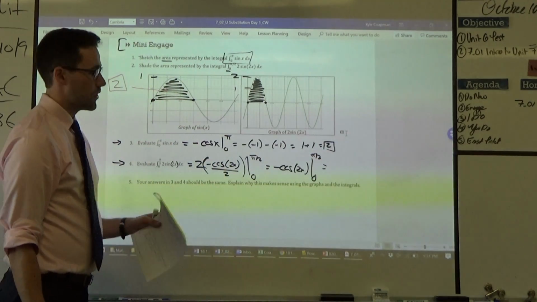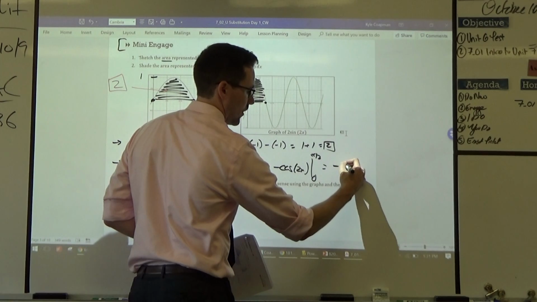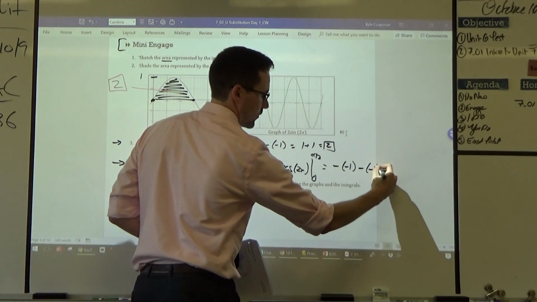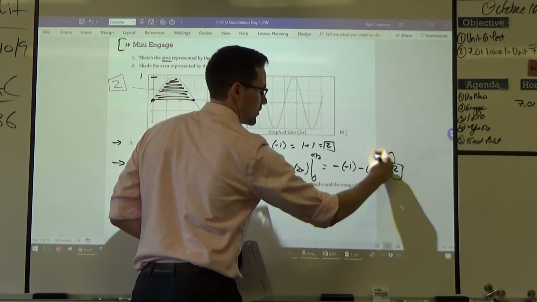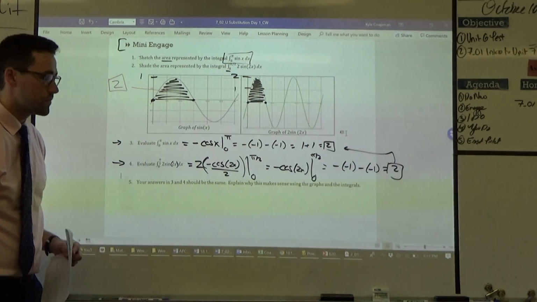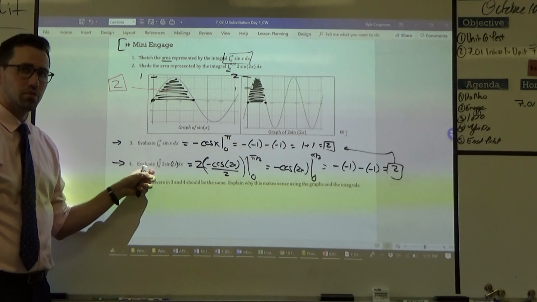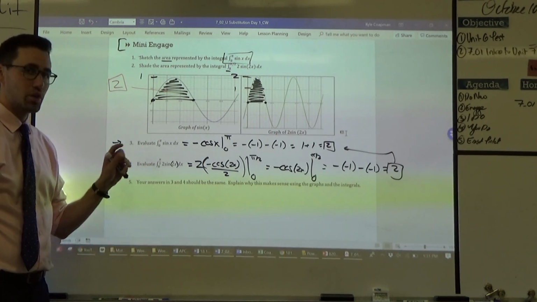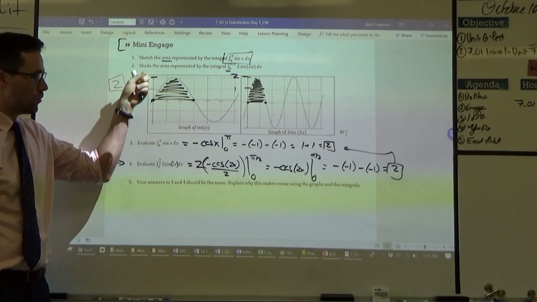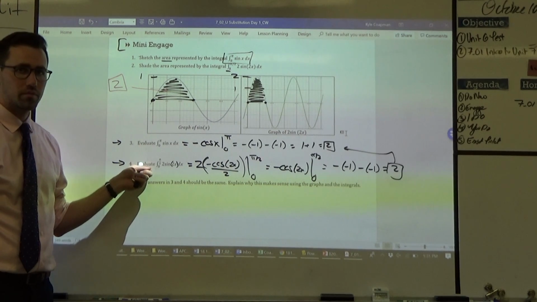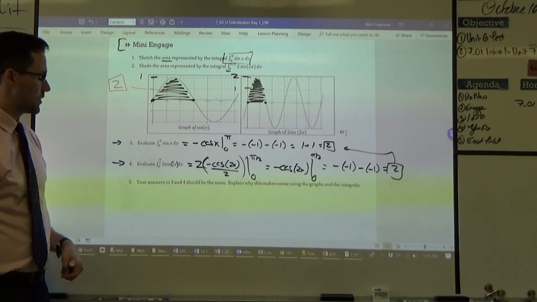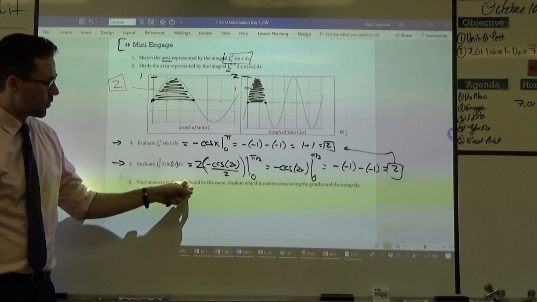I can then substitute those limits, and I get negative 1 minus negative 1. This equals 2 as well. Interesting. Both those are 2. So when I get to 5, your answers in 3 and 4 should be the same. You should have an answer of 2 for both of these. If you don't, pause the video, rewind it, make those quick edits, and then let's go into number 5.